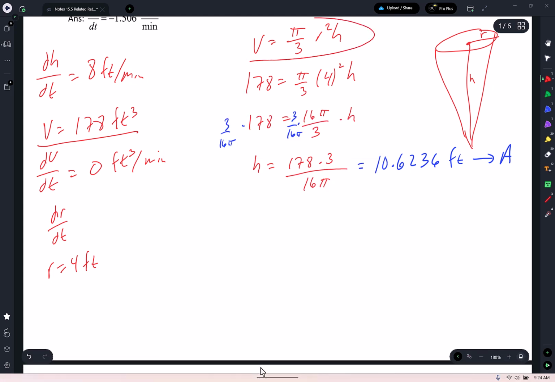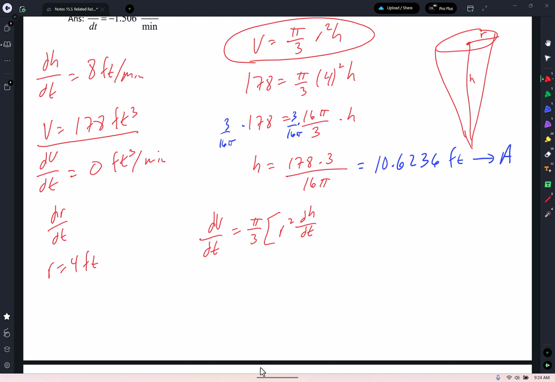I'm going to take this guy, and I'm going to go dv/dt equals, I'm going to leave the power over 3 on the outside like that. You can group it with the r squared if you want. First times root of the second plus second derivative of the first. I got everything. dv/dt is 0.